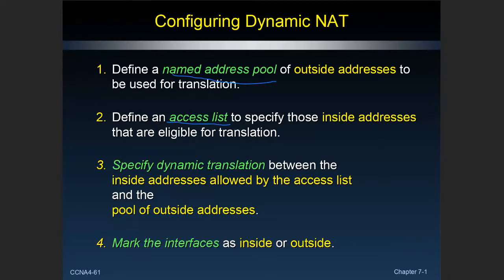Then we're going to specify the dynamic translation, which is the inside addresses that are being allowed by the access list. This will go to the pool of outside addresses we've set up. And those eligible inside people will be allowed to get an outside address and actually communicate with the internet. Then the next step is we have to mark the inside port and the outside port on our routers. Which outside port connects to the global internet, to our ISP? What inside port is the default gateway port for all these guys that are inside my company or school?